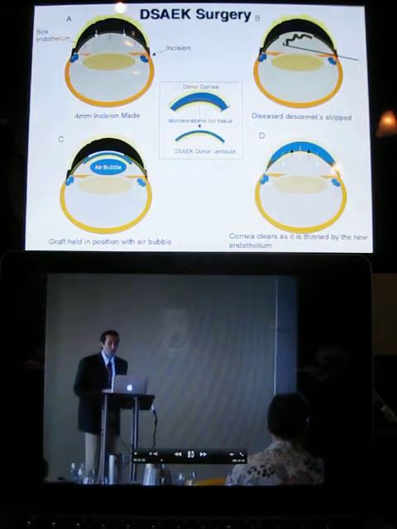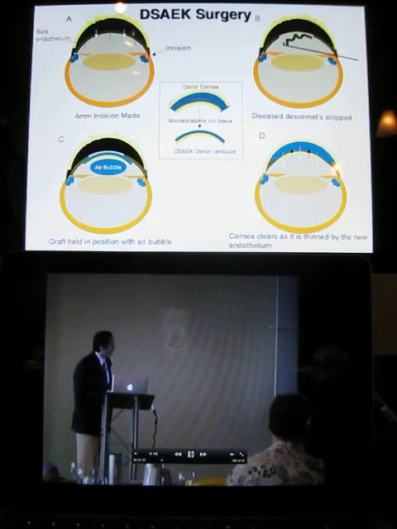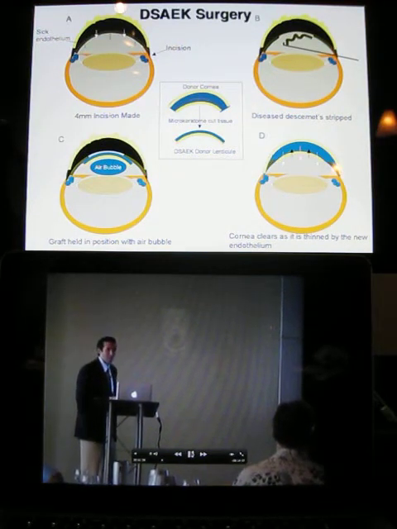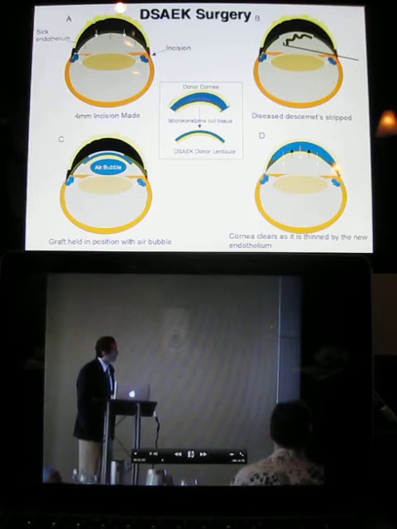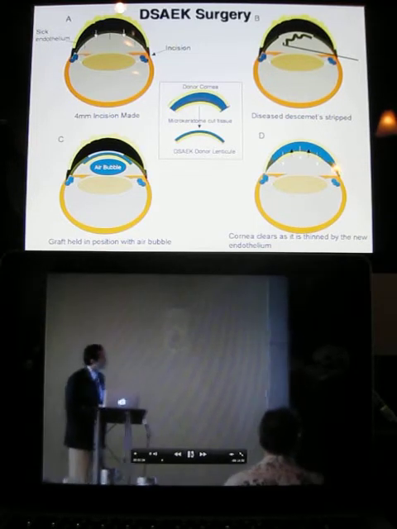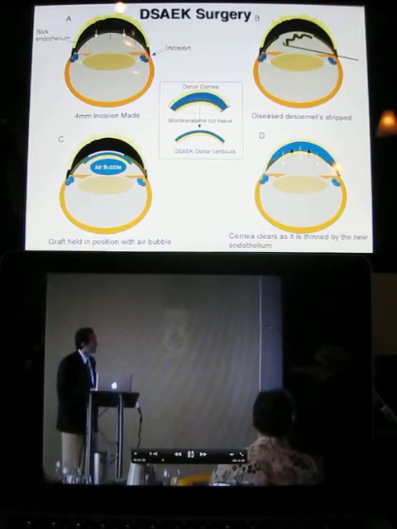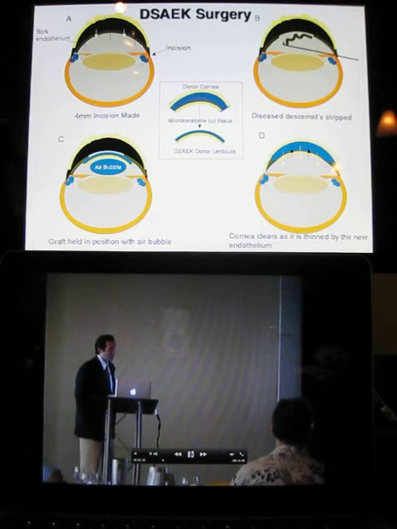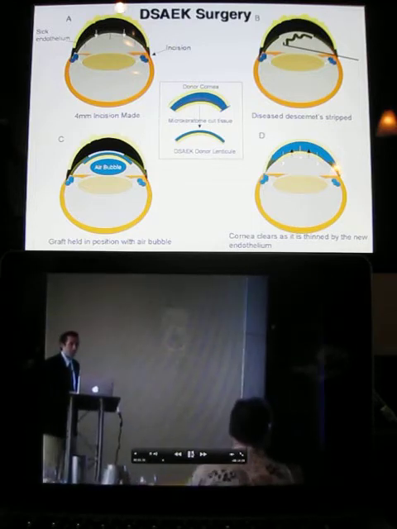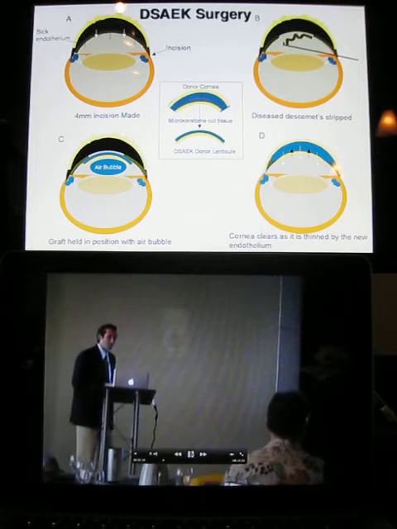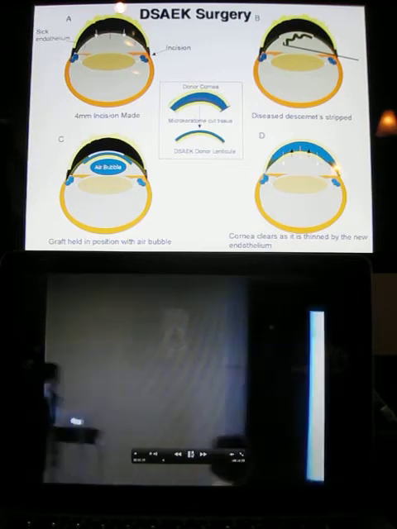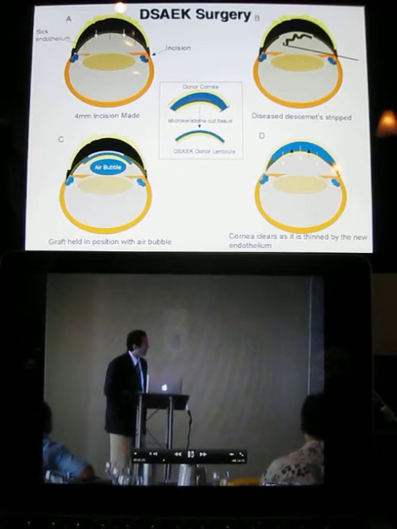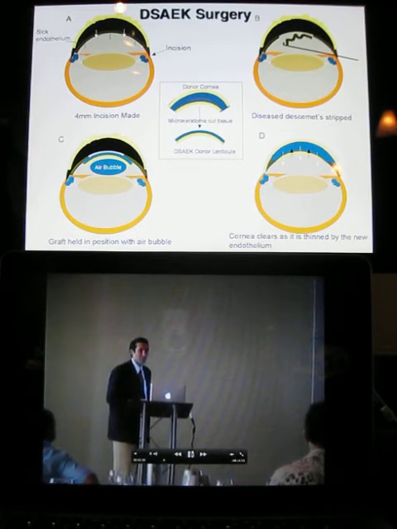What we do in this procedure is we selectively remove these diseased endothelial cells that have lost their ability to pump water out of the cornea by stripping Descemet's membrane, as is seen here, in conjunction with the corneal endothelium. We then have a donor cornea that we prepare using a deep lamellar cut, using a microkeratome cut. We then trephinate that donor cornea, and that yields a donor lenticule, as is seen here.